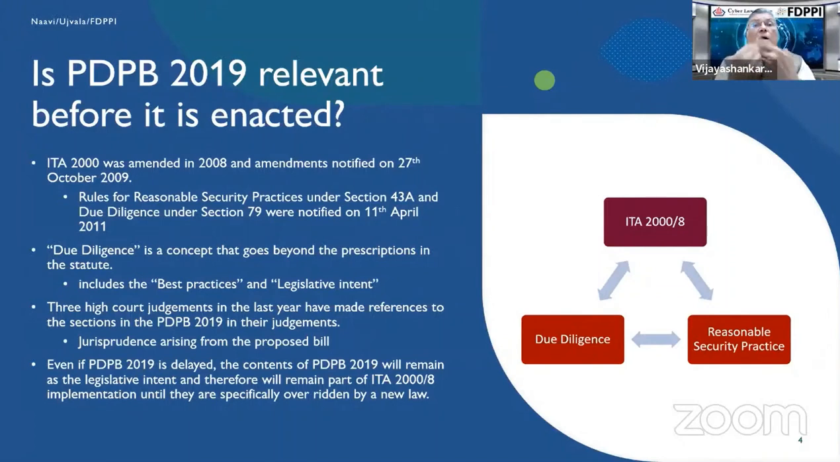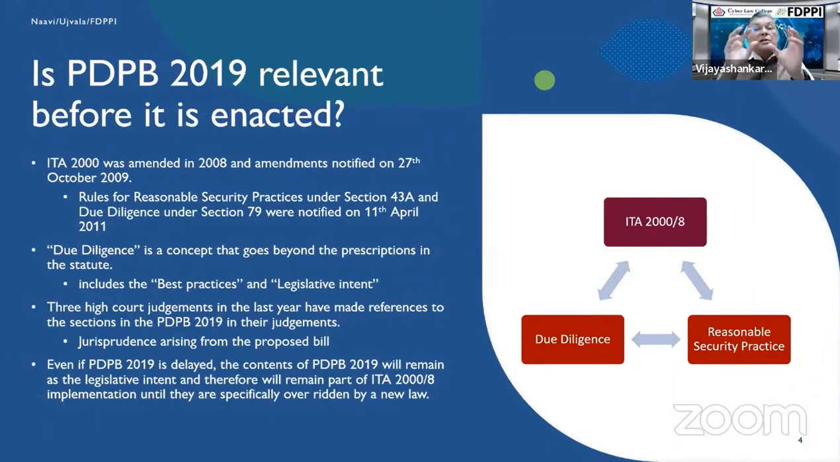This is something which goes beyond the statutory prescriptions, and legislative intention is also considered as due diligence. In fact, there have been at least 3 High Court decisions, one in Odisha, one in Delhi, and one in Madras, where references in the judgment have been made to certain sections of the PDPB 2019. Now, if PDPB 2019 is only a bill, not a law, where was the necessity for the judiciary to make a reference to the clause in the bill?